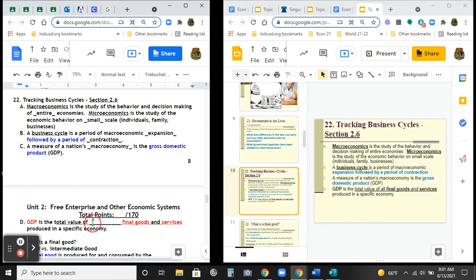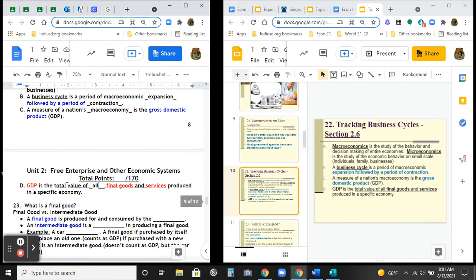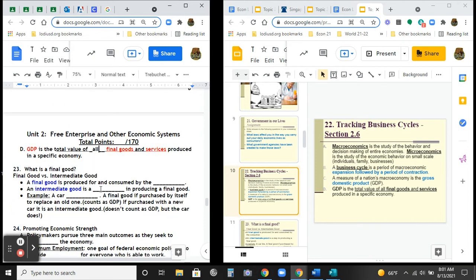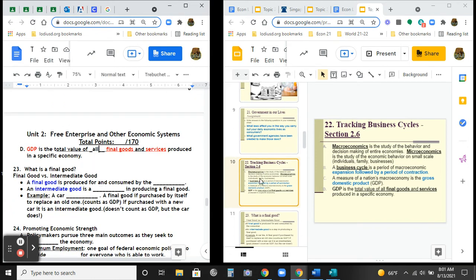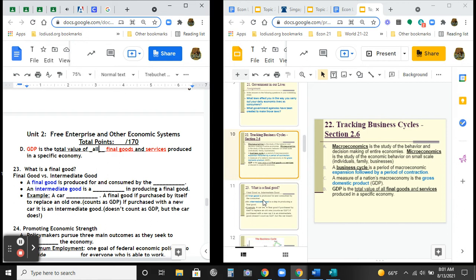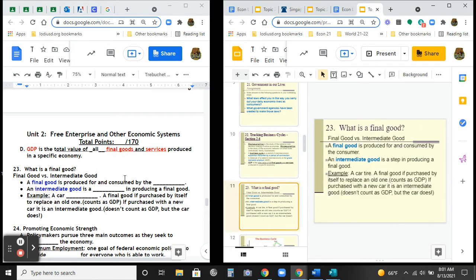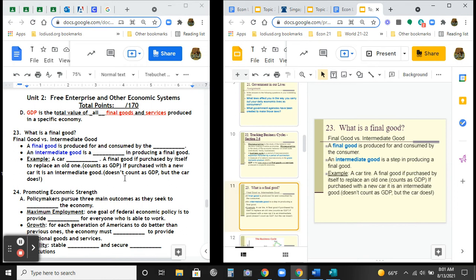Any further notes to put in? Total value of all final goods and services. Meaning, if it's not finished being produced, it's not sellable. If it's not ready to be a service that's purchased, it's not a product yet either. It's in the production cycle, but it's not finished. Talking finished goods. What is a final good versus an intermediate good? That's a finished good. It's ready for consumption. Intermediate good, like anything intermediate, isn't finished yet.